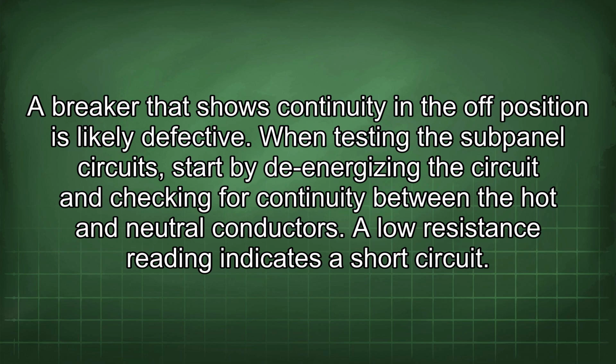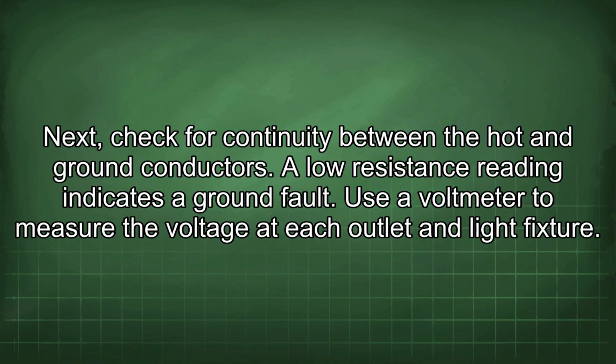When testing the subpanel circuits, start by energizing the circuit and checking for continuity between the hot and neutral conductors. A low resistance reading indicates a short circuit. Next, check for continuity between the hot and ground conductors. A low resistance reading indicates a ground fault.